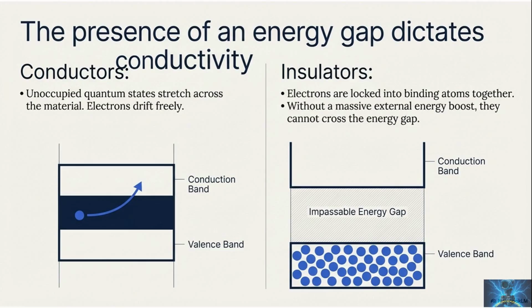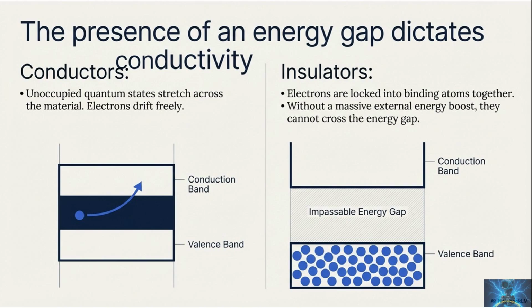The presence of an energy gap dictates conductivity. In a conductor, there are available energy states that stretch across the material. Electrons can drift because there are open seats nearby for them to move into.